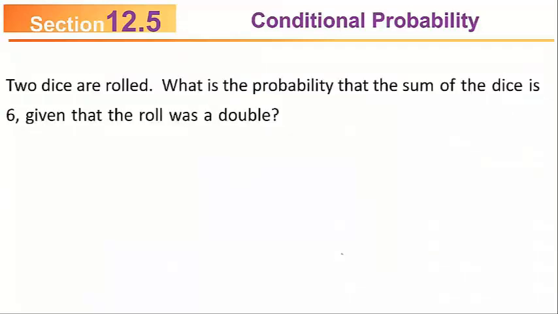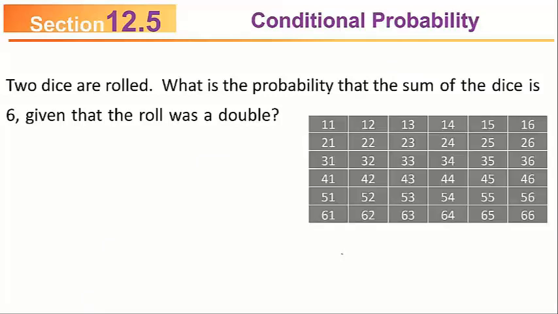How about this one? Roll 2 dice. What is the probability that the sum of the dice is 6 given that the roll was a double? Again, you want your sample space in a table, 6 by 6: 6 possibilities for the first roll, 6 possibilities for the second roll. You're given that the roll was a double. So we want the sum to be 6 with the additional information that we rolled a double. So the probability that the sum is 6 given that the roll was a double.